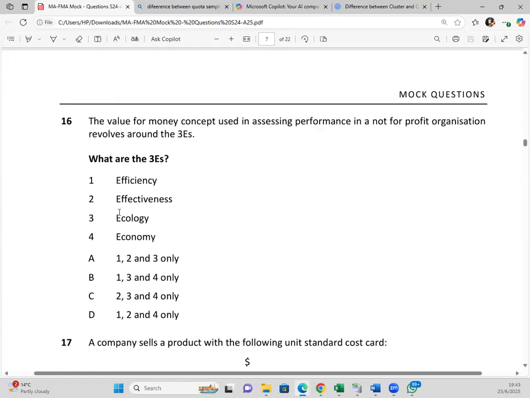Then let's move on. The value for money concept used in assessing performance in a not-for-profit organization revolves around 3 E's. So there are 3 E's for value for money. We have economy, efficiency, and effectiveness. Oh, they were actually asking which are the 3 E's. So it's economy, efficiency, and effectiveness.